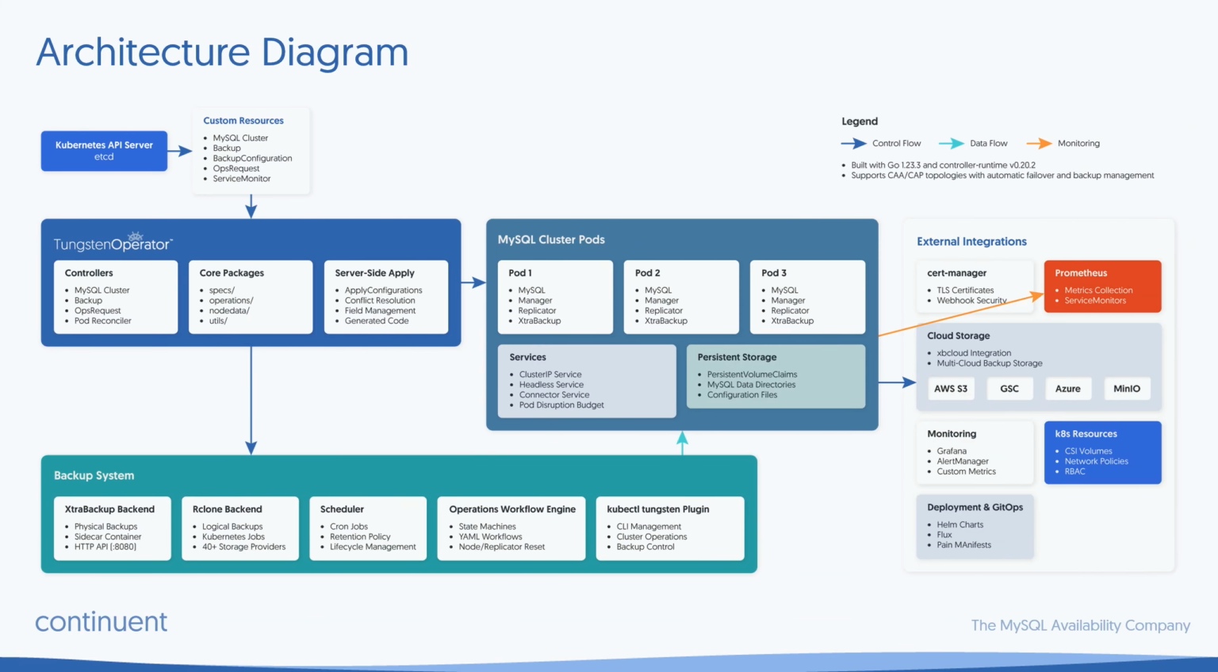This diagram shows the overall architecture of Tungsten Operator and how its components interact with a Kubernetes environment. At a high level, you have the Kubernetes API server, custom resources, and the operator itself, which manages MySQL cluster pods, persistent storage, and backup systems. External integrations like Prometheus, Grafana, Cert Manager, and multi-cloud storage are also supported.